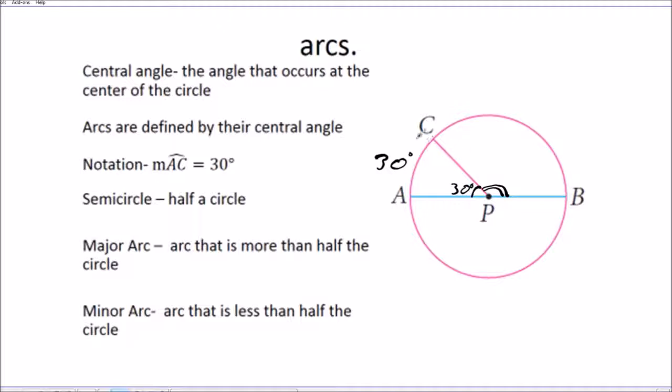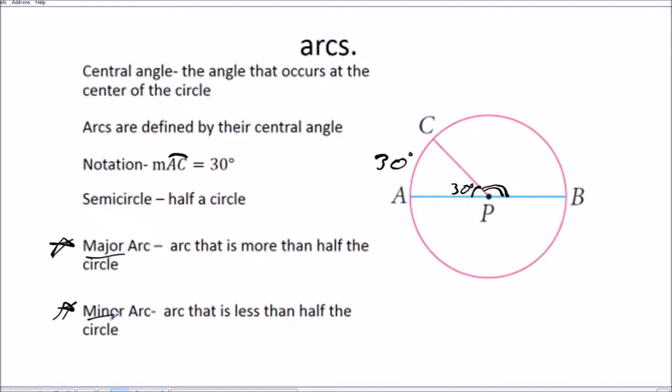So central angle down here, the denotation of the arc is there. Notice the notation here. We've got a little loop-de-doo guy on top of our AC. What that says is that's the arc that starts at A and goes to C. Semicircle, you probably already knew that was half a circle, but these next 2 down here might be new to you, okay? Major and minor.